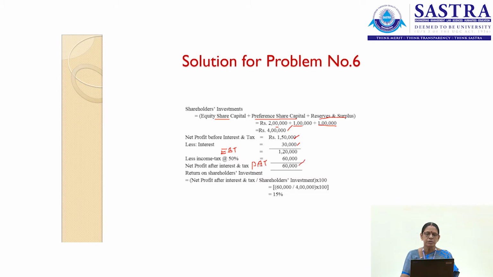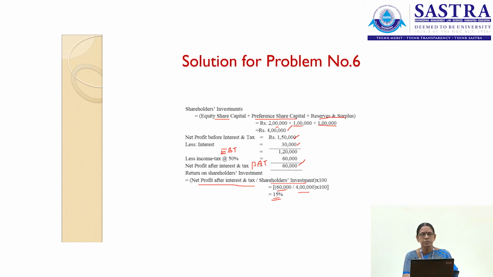Return on shareholders investment is net profit after interest and tax divided by shareholders investments. Whenever we mean shareholders investments or proprietary funds, we include reserves and surplus also. So 60,000 divided by 4 lakhs into 100 is 15%. That is, for every 100 rupees invested in the business, they are able to earn 15% of the amount invested. So this is said to be the return on shareholders investment.